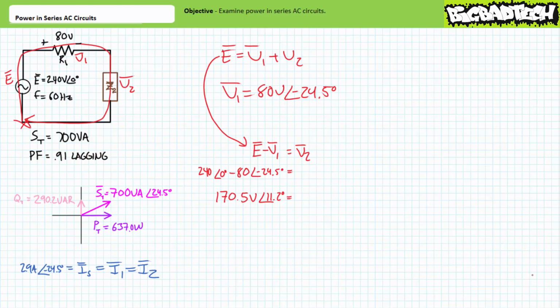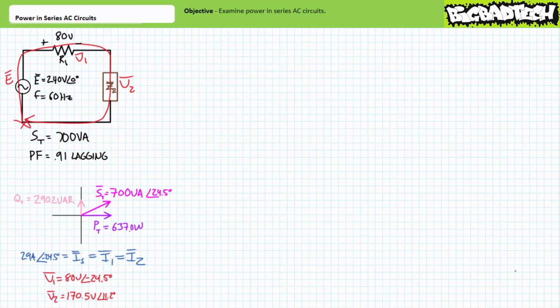A rearrangement of the Kirchhoff's voltage law equation for this circuit and solving for the unknown voltage drop V2 suggests that V2 equals 170.5 at an angle of 11.2 degrees. We now know the voltage drop across each element and the current through it. Additionally, we know the total apparent, real, and reactive power for the larger series circuit.